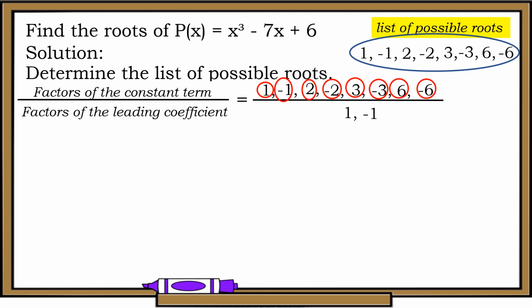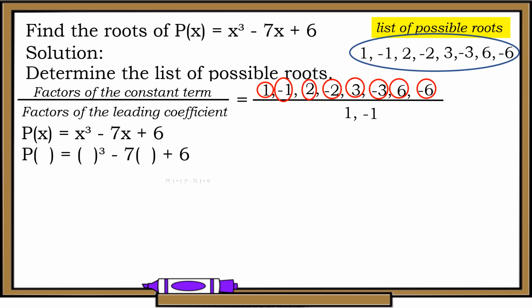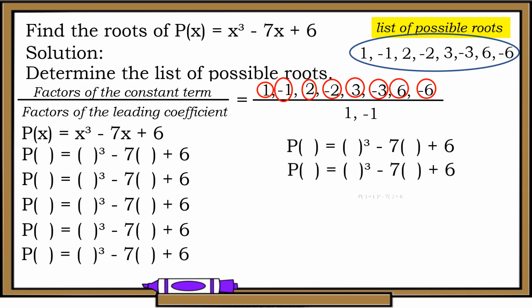Now, how will you get the roots? Meron na tayong list of possible roots. We will substitute the list of possible roots to P(x). The polynomial is P(x) equals x cubed minus 7x plus 6. So, yung list of possible roots natin, papalitan natin yung x ng list of possible roots. So, we have P(1), P(negative 1), P(2), P(negative 2), P(3), P(negative 3), P(6), and P(negative 6). Pwede naman gumamit kayo ng calculator para makasunod kayo sa computation.